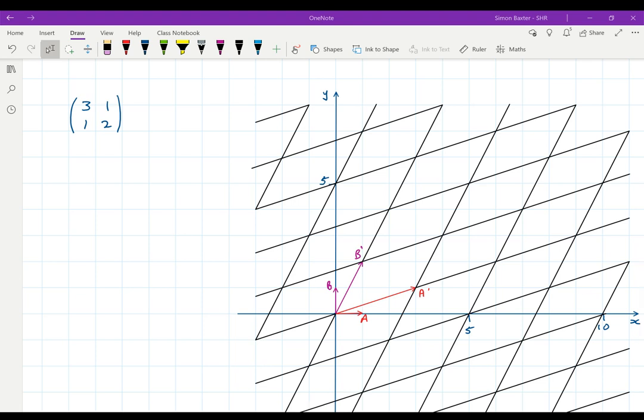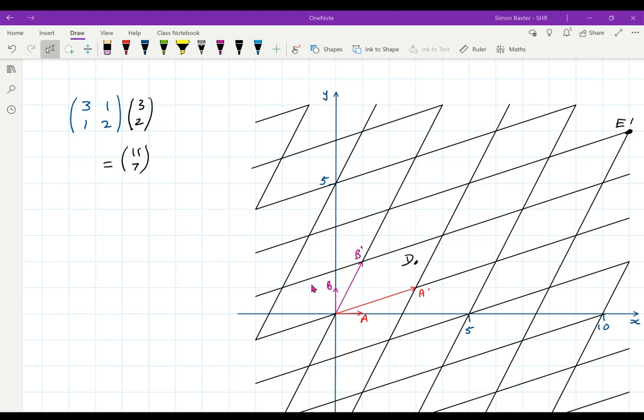Let's look at the point (3, 2). If I want the image of the point (3, 2), that is 9 plus 2 is 11, and 3 plus 4 is 7. So if we take the point (3, 2), let's call it D, then its image is at (11, 7), which is nearly off the page. There is E dashed, at (11, 7).